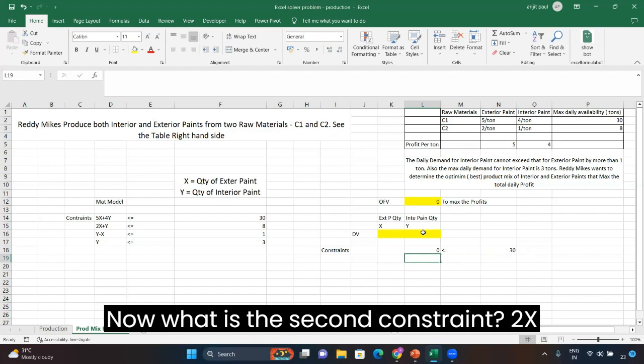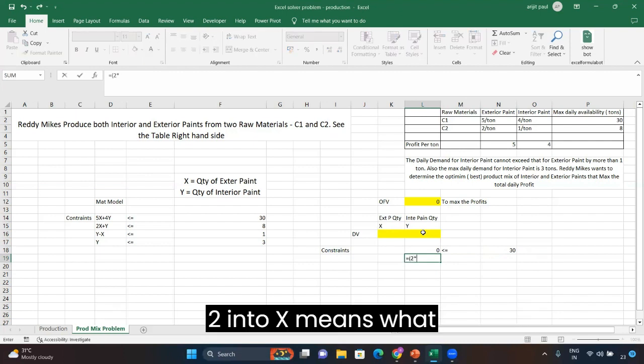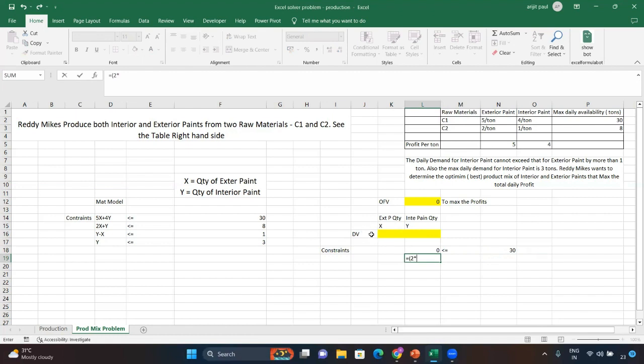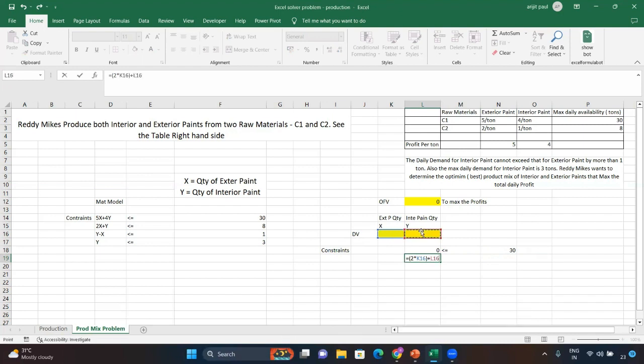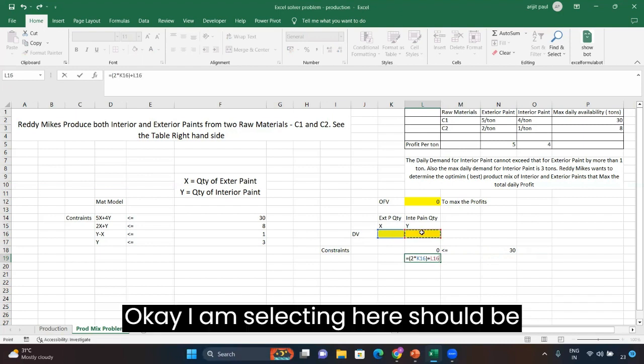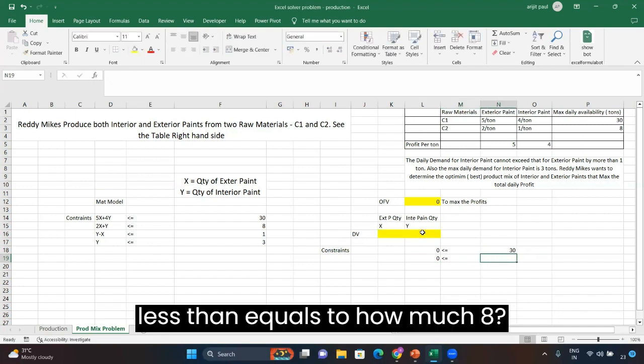Now what is the second constraint? 2x plus y. 2 into x means the quantity of exterior paint, plus y is the quantity of the interior paint. Should be less than or equal to how much? 8.